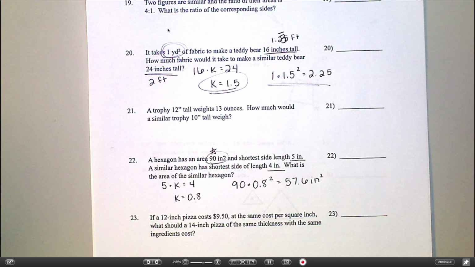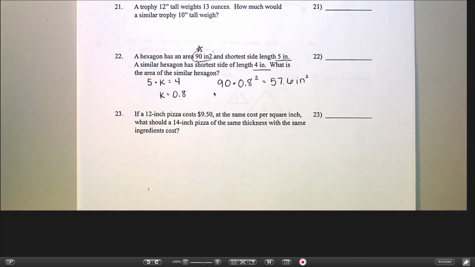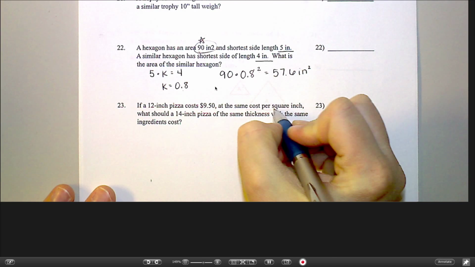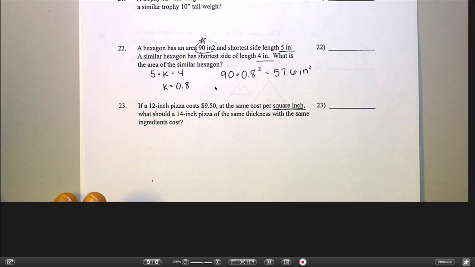Anything else from this page you want to go over? I'll go over any of them you want me to. 23? Okay. A 12-inch pizza costs $9.50. It's the same cost per square inch. Now right here, square inch tells you this is what kind of measurement? Area, yep.